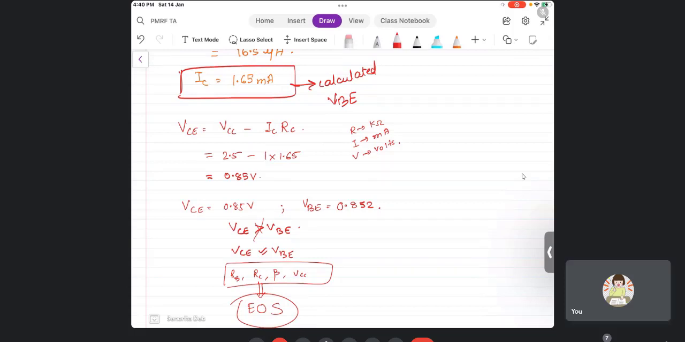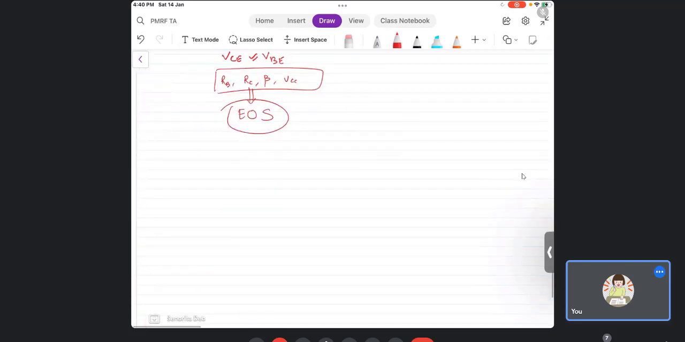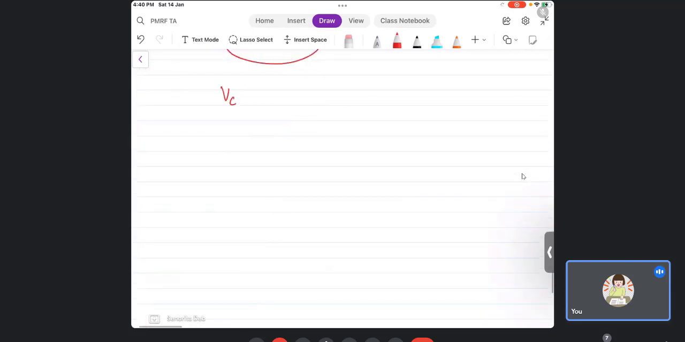Okay. So now let us see what I can do to keep this voltage. Basically VCE minus VBE is VCB, right? And for keeping the output in reverse bias, we have to keep VCB greater than 0, and that's why we said that VCE should be greater than VB.